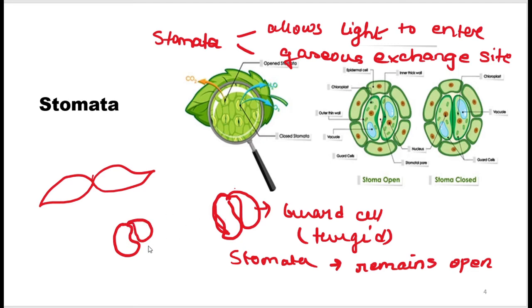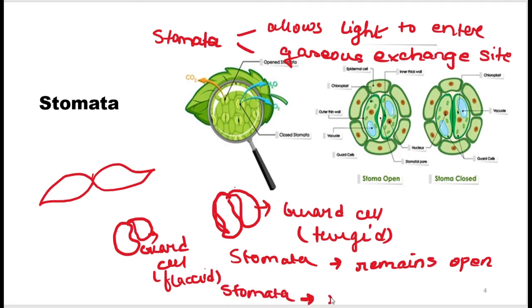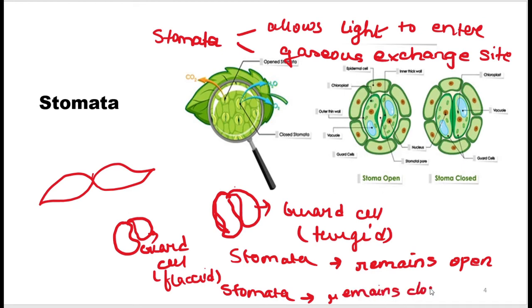When these guard cells are flaccid, that means they are loose, then stomata remains closed. So when guard cell is turgid, stomata open. When guard cell is flaccid, stomata closed.